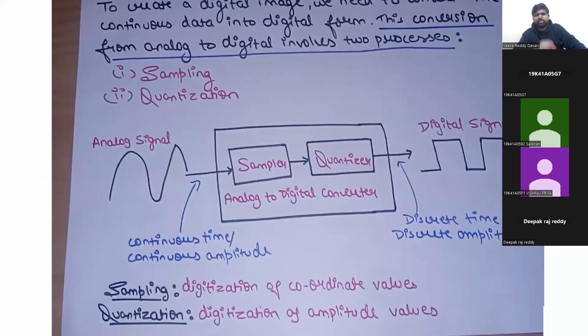Okay, for storage it is very easy. And we can also apply image processing techniques on the digital image only. So like this, we can perform these two processes, which are very important in converting an analog image to a digital image.